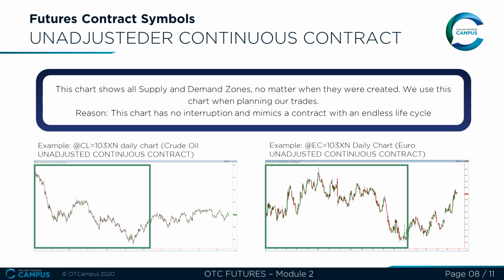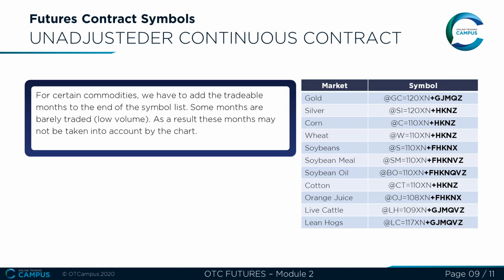Now you can also see when we looked at the contract specific charts, we couldn't recognize the candles. Now using the unadjusted continuous chart on crude oil and euro, we can see all historic candles exactly how they were when they were created, and we can do our analysis. However, there's a catch to these charts.